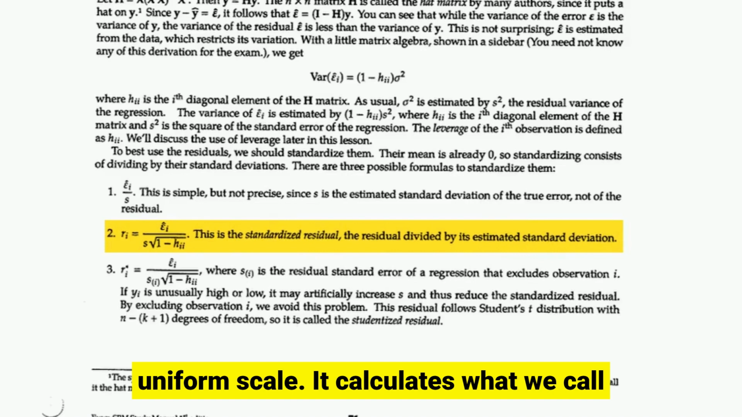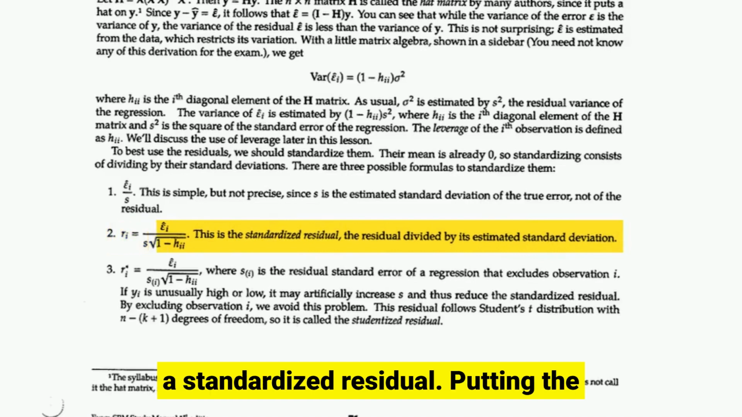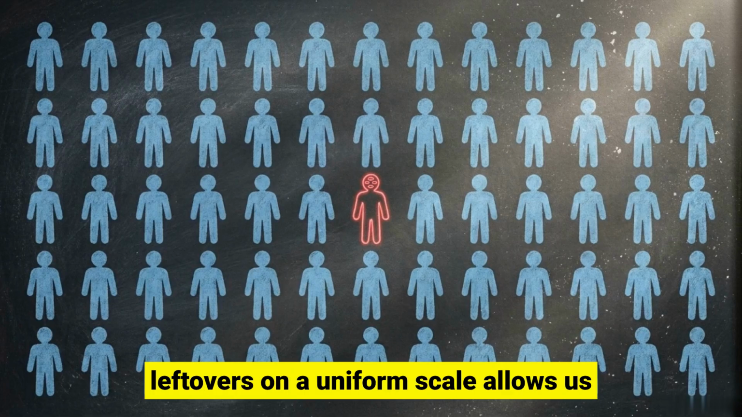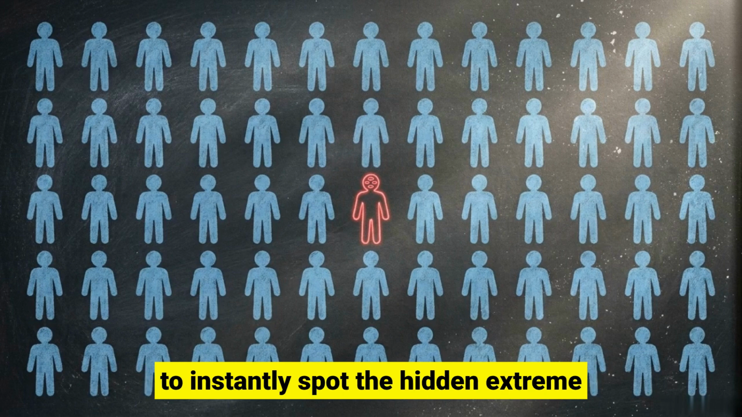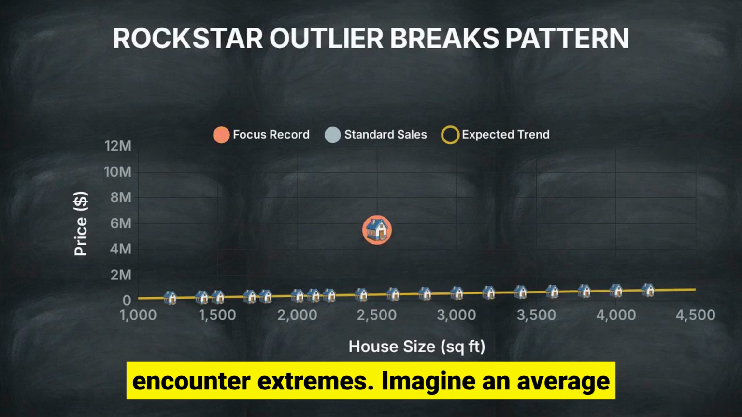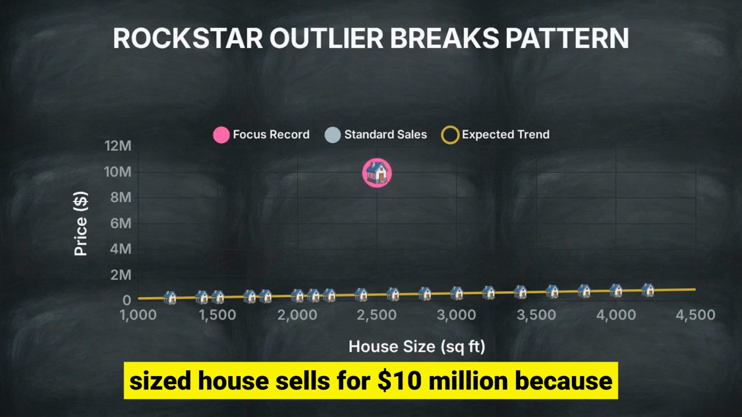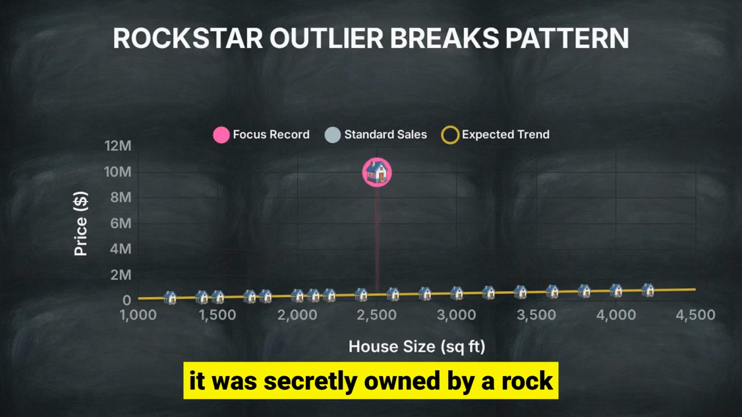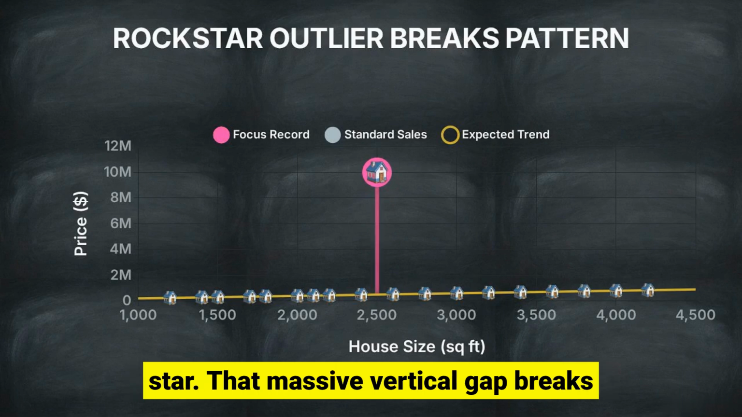It calculates what we call a standardized residual. Putting the leftovers on a uniform scale allows us to instantly spot the hidden, extreme weirdos in our data pool. This scatter plot shows what happens when we encounter extremes. Imagine an average-sized house sells for $10 million because it was secretly owned by a rock star. That massive vertical gap breaks the expected pattern completely.